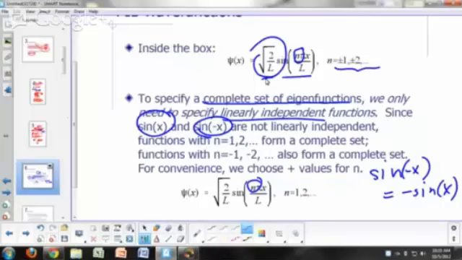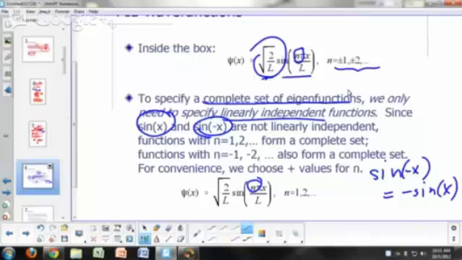So you can then say that n equals 1, 2, 3, 4, and so on, by itself is already a complete set. Or you can take n equals negative 1, negative 2, negative 3, and so on. That would be a complete set. As a matter of convenience, we just choose positive values. There's nothing wrong with using negative values. So if you had a true or false question that says, for a particle in a box, n cannot be a negative number, that's false. It can be a negative number. It's just that, as a matter of convenience, we like to keep it simple, so we just choose positive numbers. Okay?